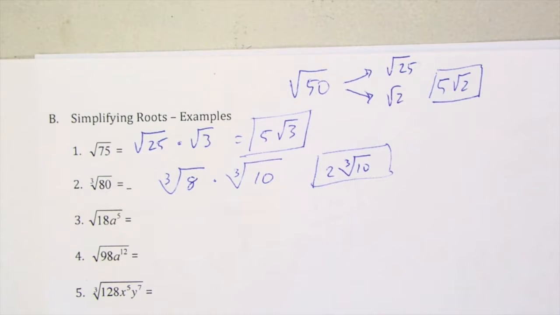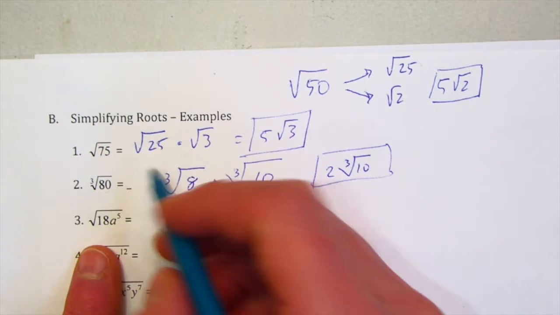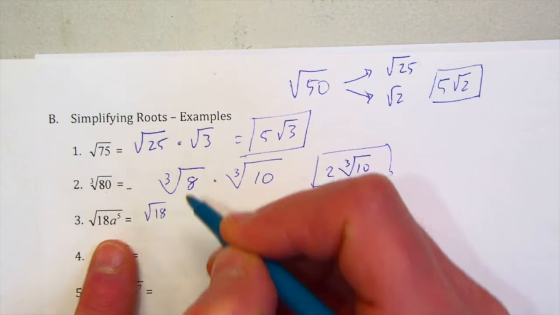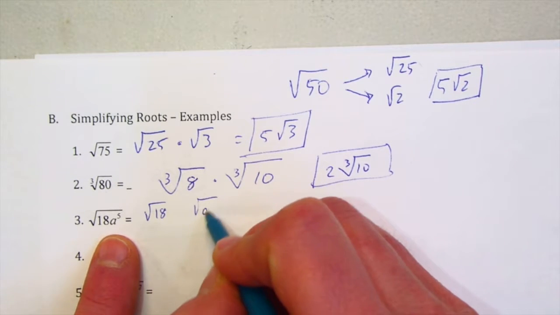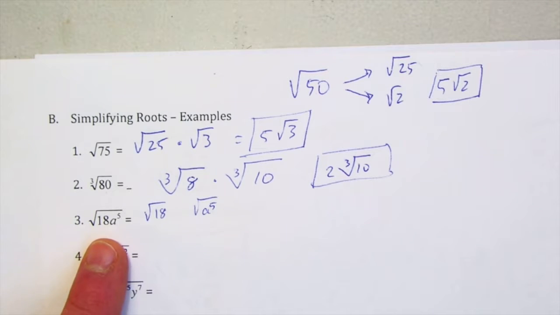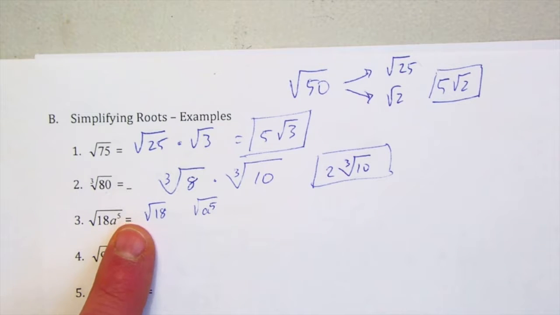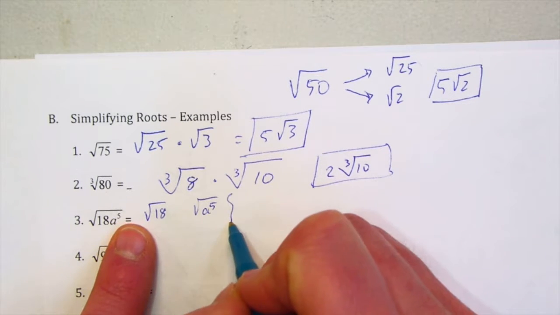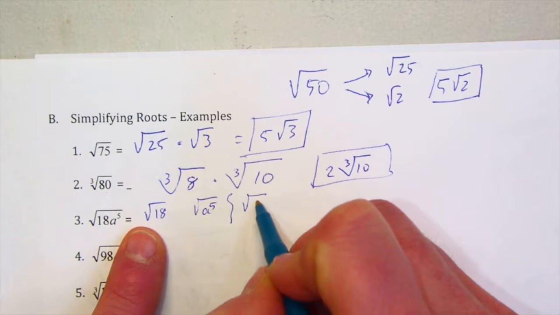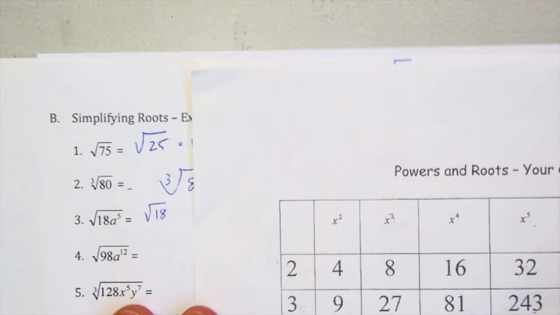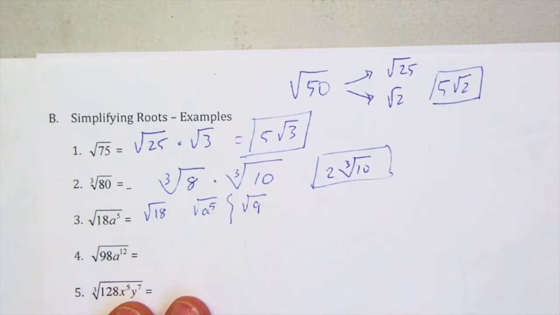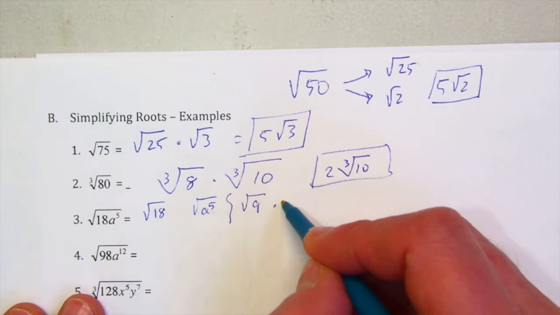All right, let's try another one. So let's just attack this in two different pieces. I'll have the square root of 18, and I'll have the square root of a^5. Okay, so the square root of 18, let's just do exactly what we've been doing right now. So we'll go, all right, I'll call that square root 9, because that's in my perfect square column right there. And I'll call it square root 2.